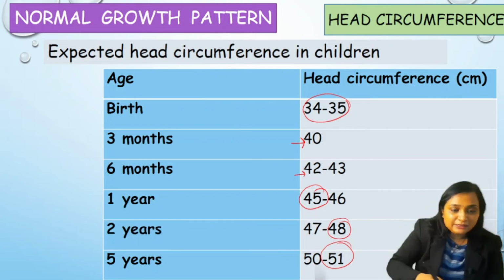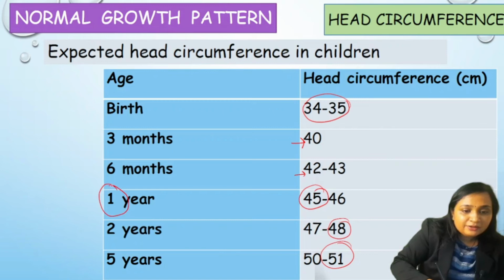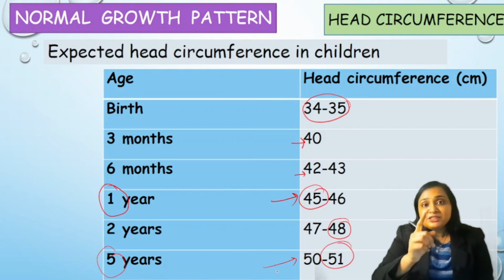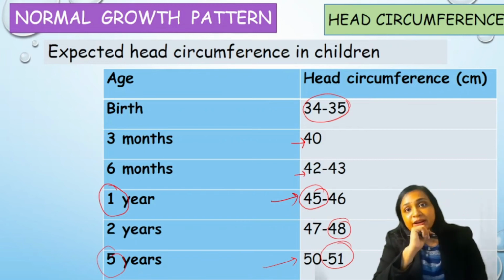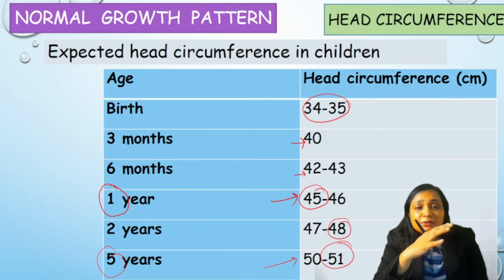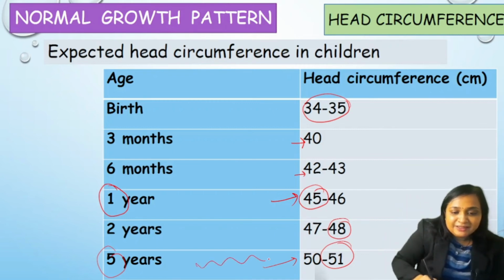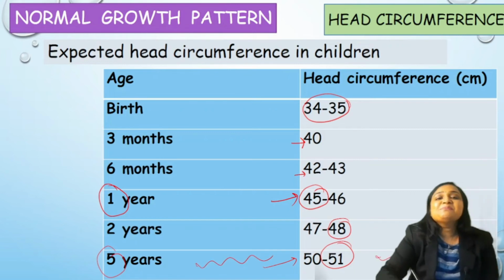We can remember that at around 1 year the child has 45 and at around 5 years it is 50. I suggest you take your own head circumference. Do you know your head circumference? It may be around 52 or 53. Just imagine that after 5 years the head circumference does not increase much.